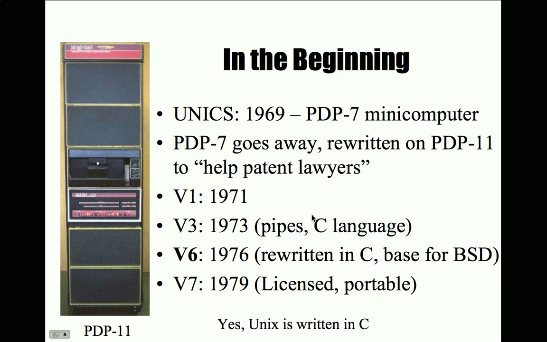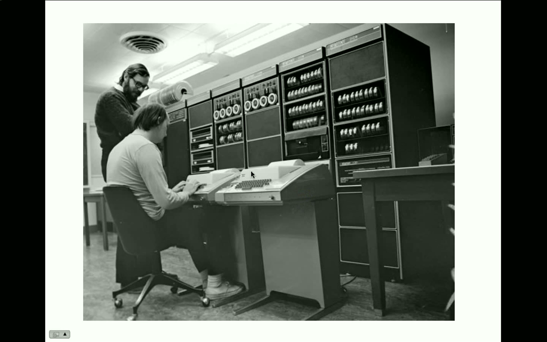C is both a high-level and a low-level language, so you can write an operating system with this kind of language. This is another shot from those old days of Thompson and Ritchie sitting there with this huge computer, the PDP-11, and it doesn't have much power compared to today's computers, but that was the early 70s.